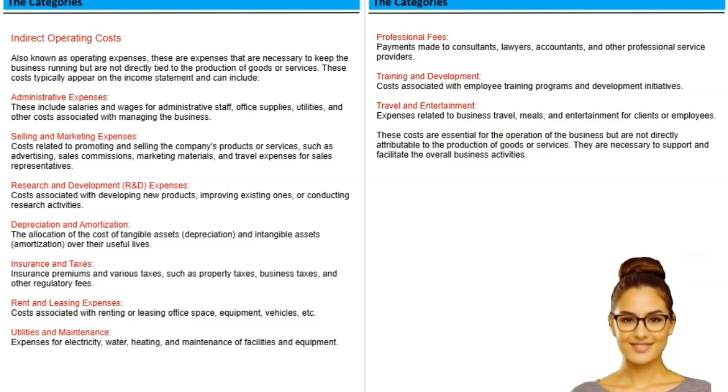We now come to research and development or R&D expenses. These are costs associated with developing new products, improving existing ones, or conducting research activities. R&D expenses include the original development and design of the product, as well as any enhancements you and your team choose to make over time. R&D expenses are included within the overall operating expenses and typically reflected as an individual line item on an income statement.